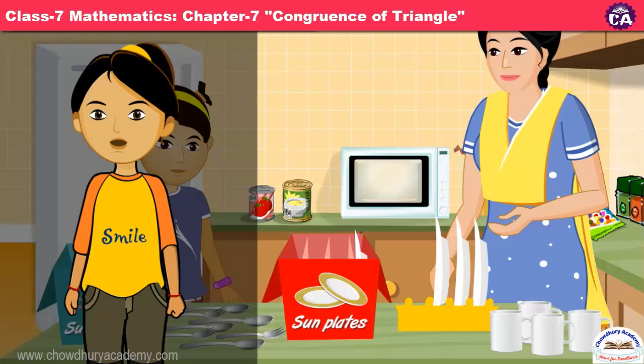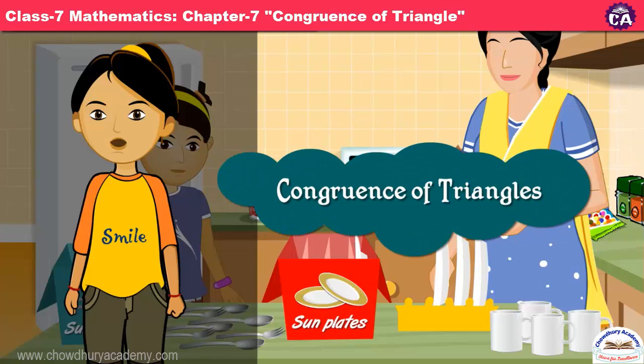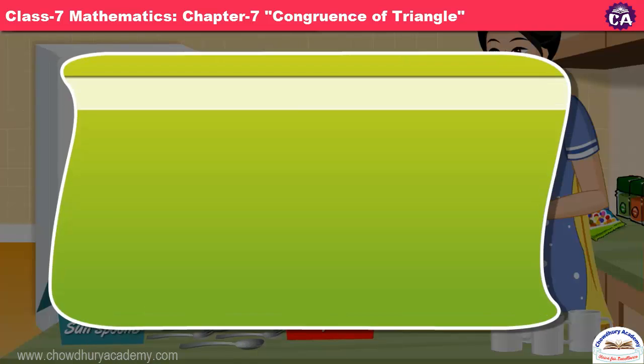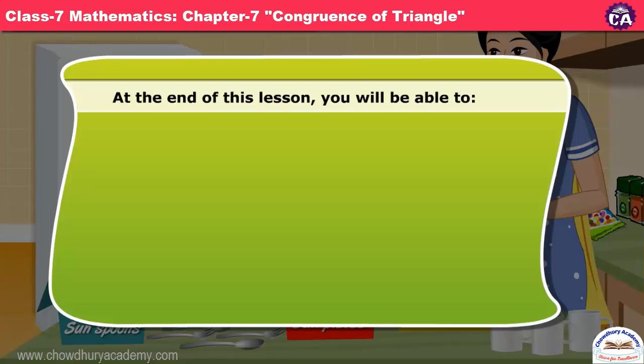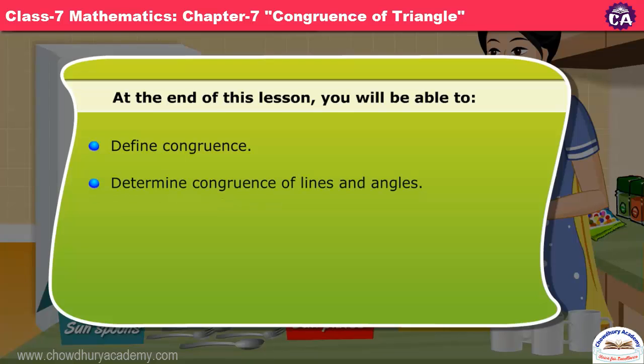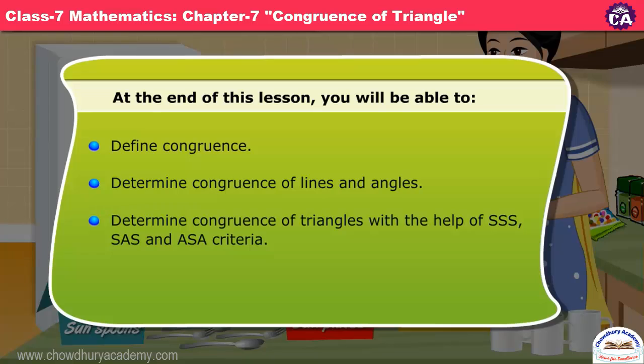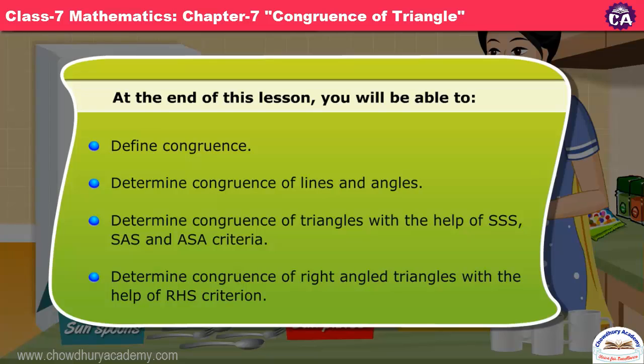In this lesson, you will learn about congruence of triangles. At the end of this lesson, you'll be able to define congruence, determine congruence of lines and angles, determine congruence of triangles with the help of SSS, SAS, and ASA criteria, and determine congruence of right-angled triangles with the help of RHS criterion.